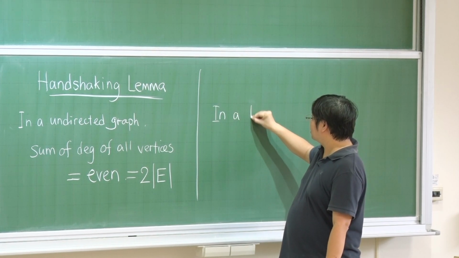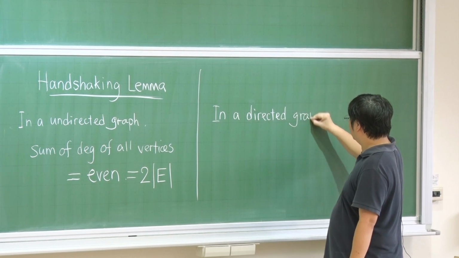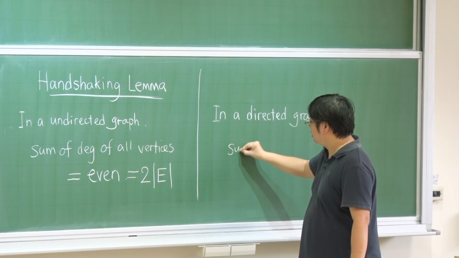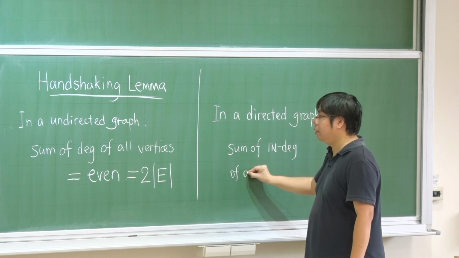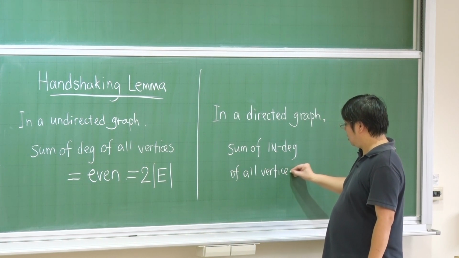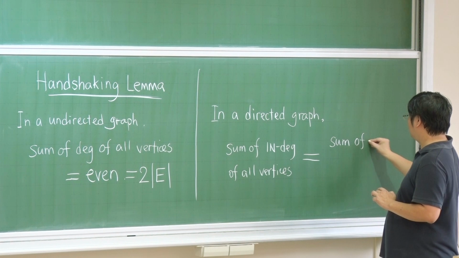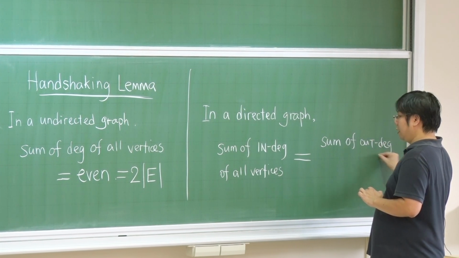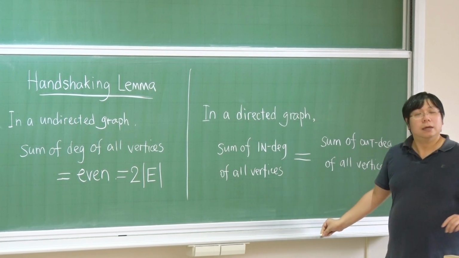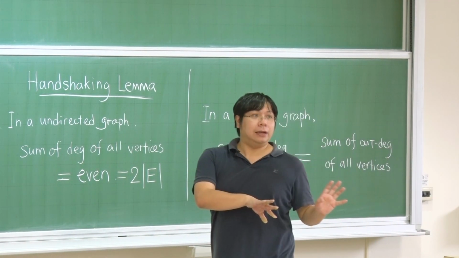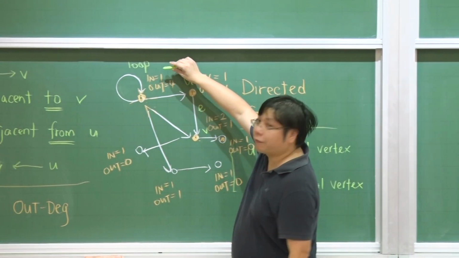In a directed graph, the sum of in degree of all vertices must be equal to the sum of out degree of all vertices. So in the directed version, the sum of in must be equal to the sum of out. Let's take a look at this case. Sum of in, let's count it.